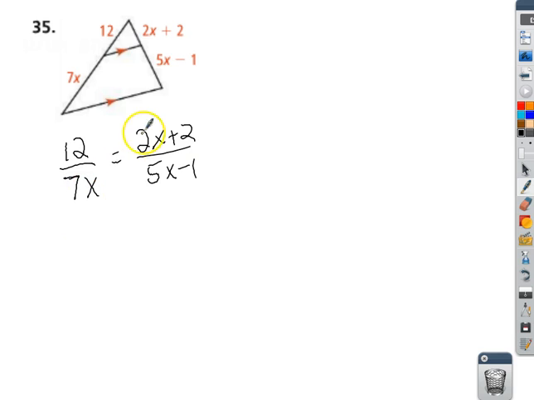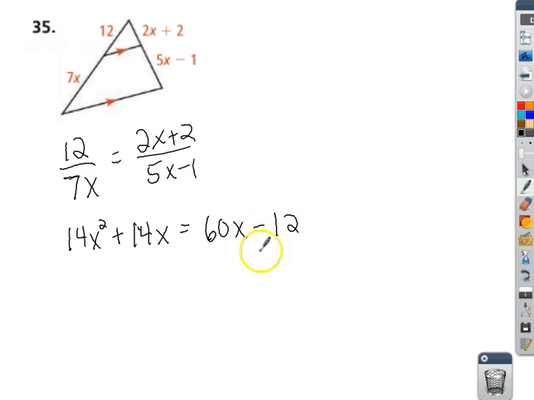So I'll cross multiply. 7x times 2x is 14x squared plus 7x times 2 is 14x. It's a horrible 14. 12 times 5x is 60x minus 12. I think I'm going to move everything on this side of the equation over to the other side. So I didn't have an x squared term to subtract off by. 14 minus 60 would equal 46. So that's going to be a minus 46x plus 12 equals 0.